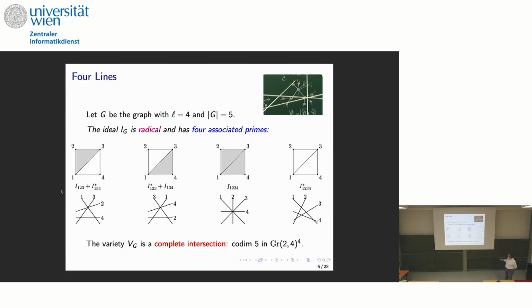Oh, the graph is the graph on 4 vertices with edges 1, 2, 1, 3, 1, 4, 2, 3, and 3, 4. I'm going to give you the formal definition. The graph just tells me which pair of lines is supposed to be incident. Okay, the example clear? So you can do this on your own. You can think about a bunch of lines and say, in this case, there are 4 scenarios, and those are the irreducible components.